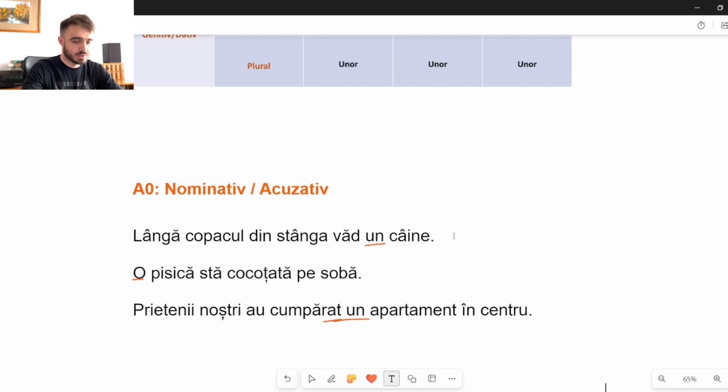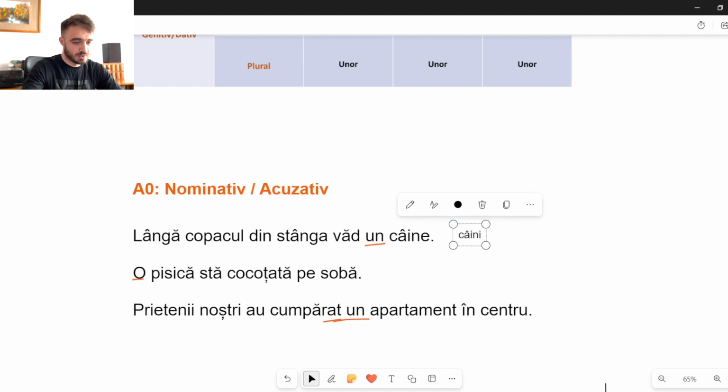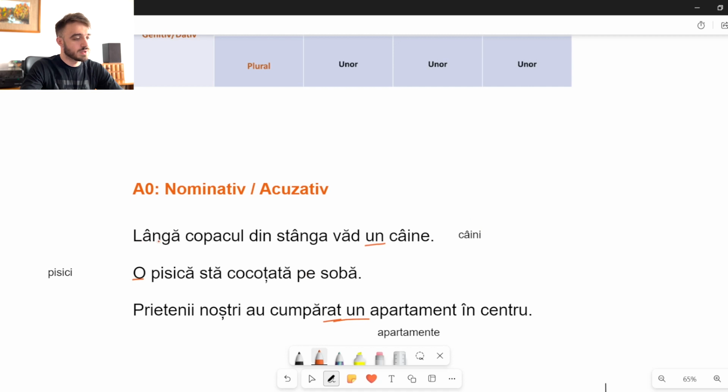So let's take an example here with a plural just to make sure it's all 100% clear. If you had câini, now it's in Romanian, câini, or you had, say, pisici, and here, let's say, apartamente. So regardless of singular and plural, whether you see many dogs, whether some cats stay cocoțate, this is a very Romanian word, it's basically hanging kind of on the sobă, and either you have some cats or some apartments, all three of them will take niște. And that's it.